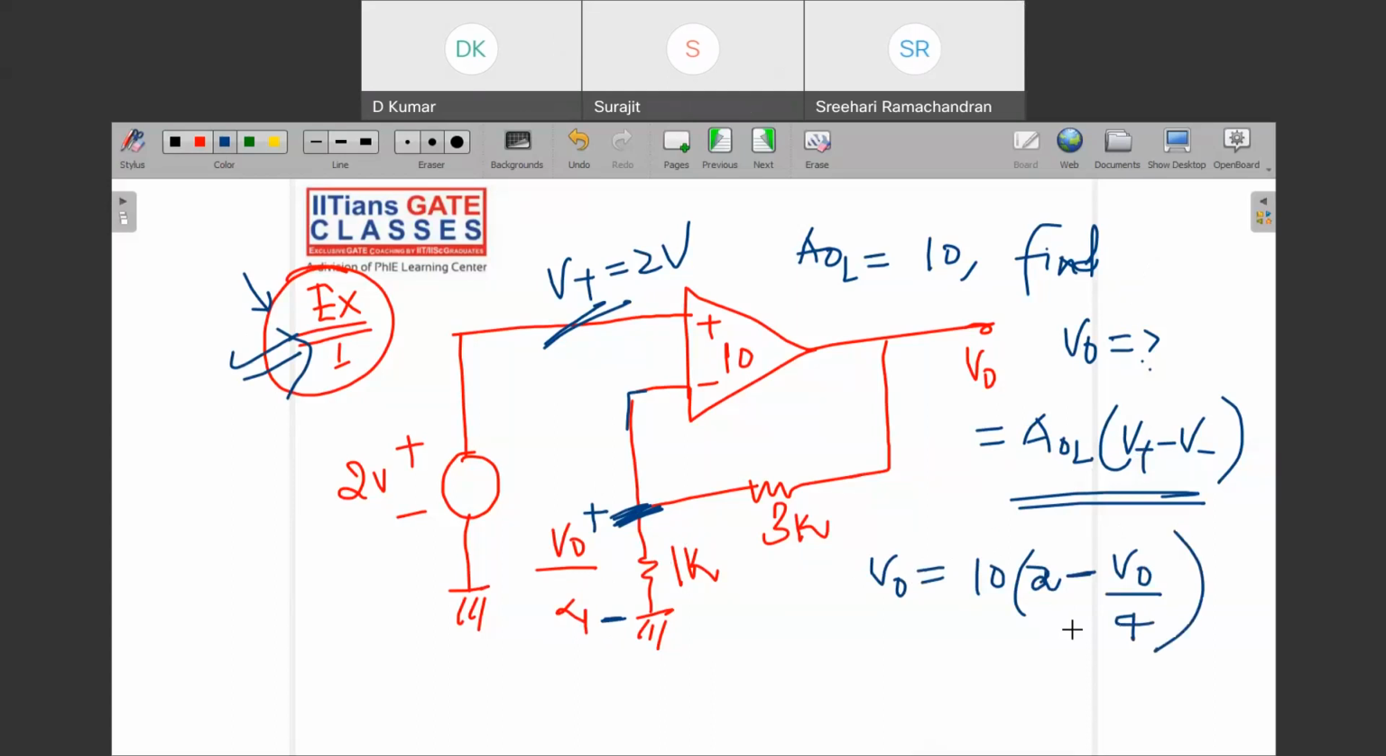So V naught is equal to 10 times V plus minus V negative. What is V plus? 2 minus this, V naught by 4. So from here you can get the answer. So what is V naught here now? So 40 by 7. See how I'm answering the question in a single line. V naught is 40 by 7.